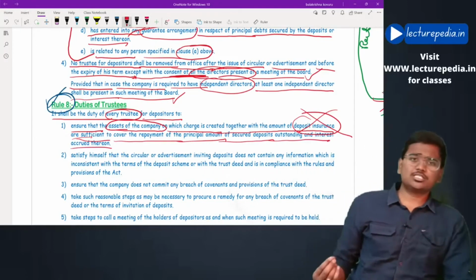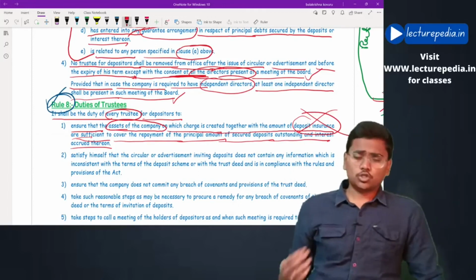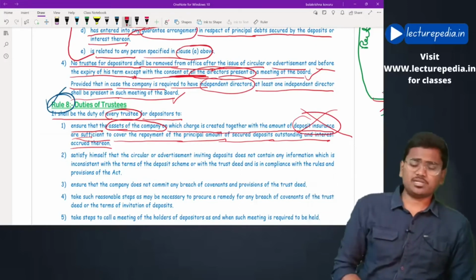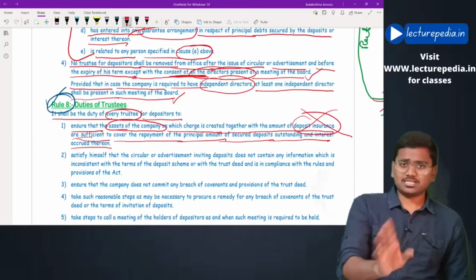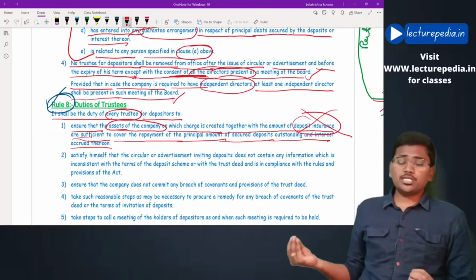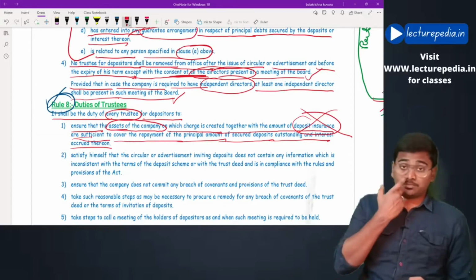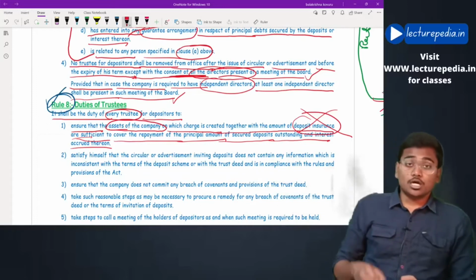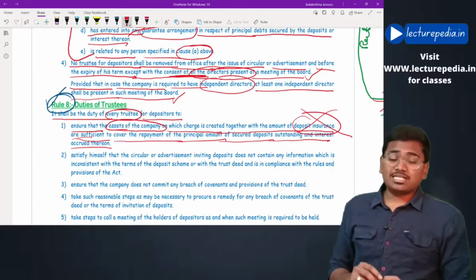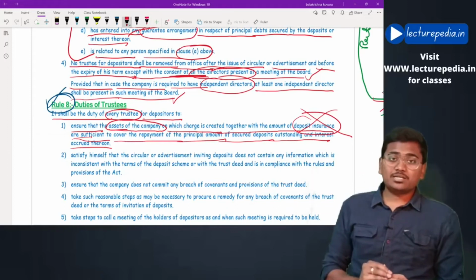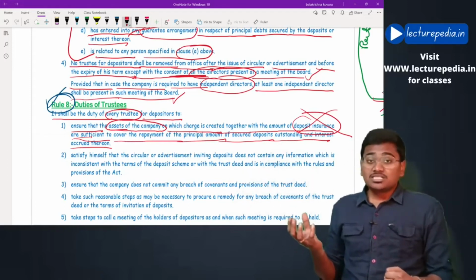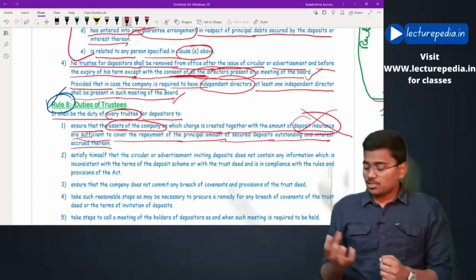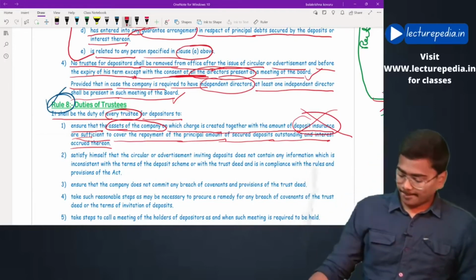The first duty of the trustee is to ensure that the company has raised deposits. Now let's say deposits are some 100 crores plus interest 30 crores. On the other hand, the company should create a charge on its assets for an amount equal to that principal plus interest, 130 crores. Now the trustee has to check whether the charge that has been created by the company on the assets is sufficient to meet that principal and interest or not. Simply, it has to check whether proper charge has been created or not.